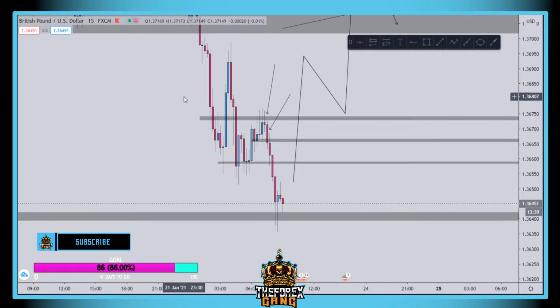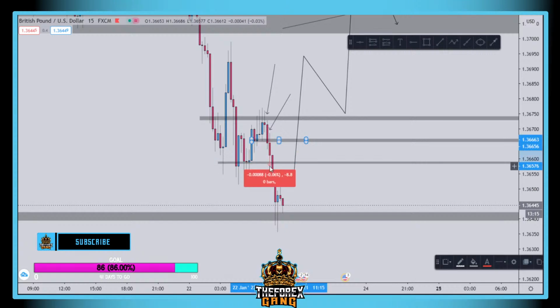If you measure the range from the resistance which you created, or the support within the range, to the 36,600, to this gray line, it's not that many pips. Here, oh, it's not that many pips. I don't think so.